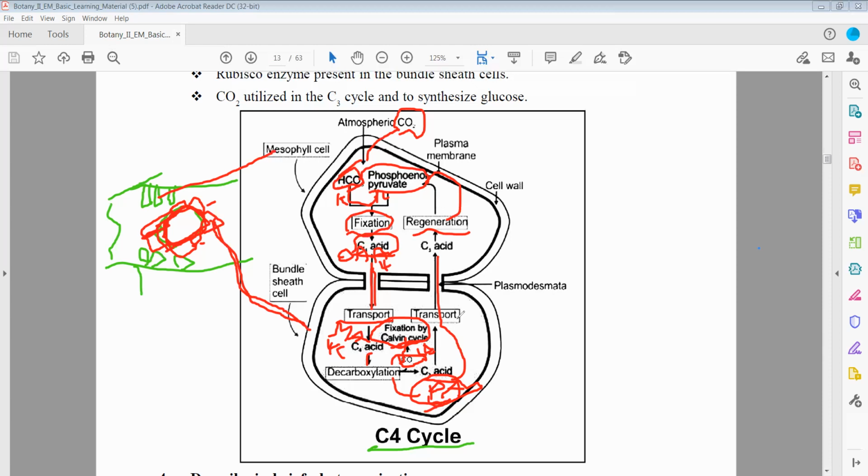You have to remember this at the examination level. The C4 cycle is most important. First of all, you have to remember the C4 cycle occurs in two cells: mesophyll cells and bundle sheath cells.